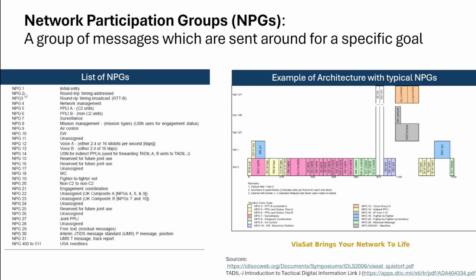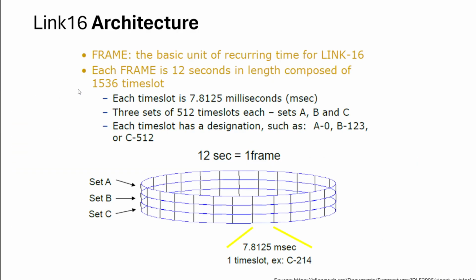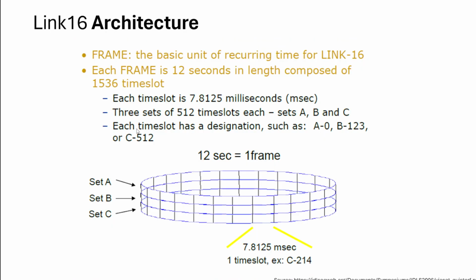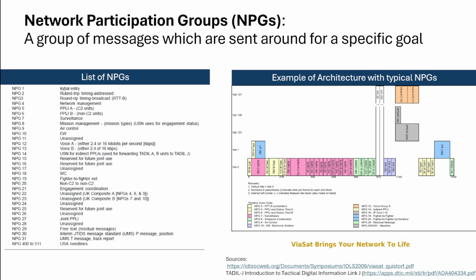This is exactly a group of messages which are transmitted for a given goal. For example, if I want to just get information about initial entry and I'm connected to the Link 16 network, I'm only interested in NPG1, because NPG1 is the initial entry NPG, and it contains all these messages here for the network management. So I know that if I'm connected to NPG1, I'm going to be able to get this kind of message.